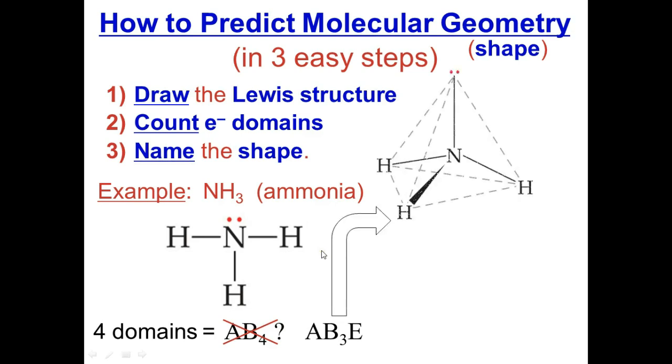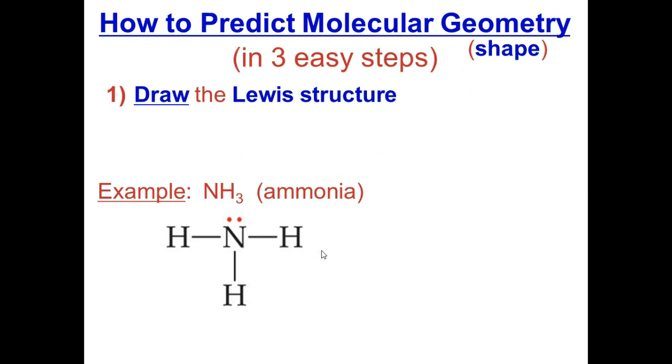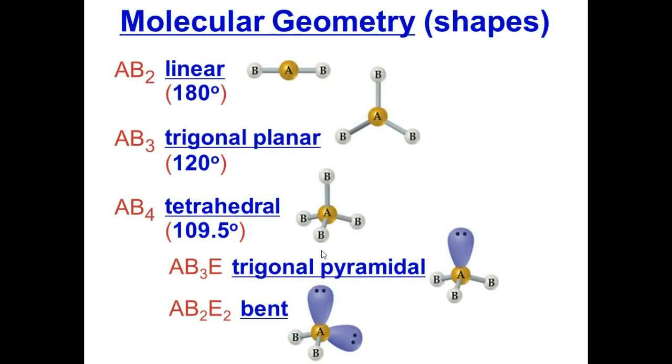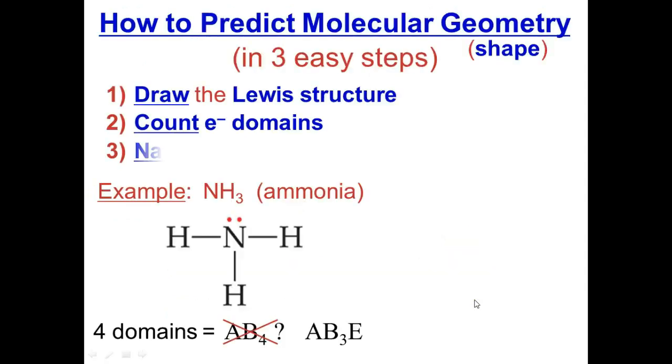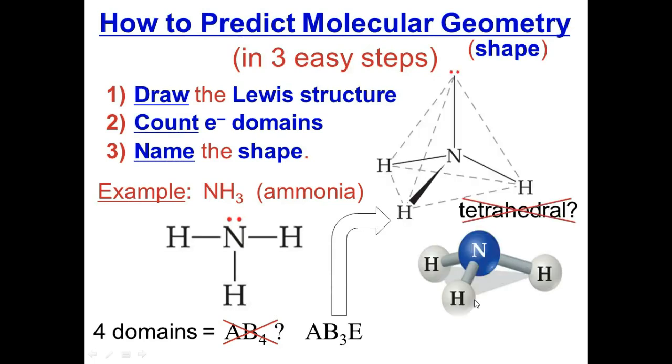And if you don't think of it visually, you can always go back to the page with all your formulas and compare the little formula with the shape. It was AB3E, so it had to be trigonal pyramidal because this E pushes all these down. That would be the correct shape because it's not tetrahedral, it's pyramidal, because this lone pair pushes everything down.